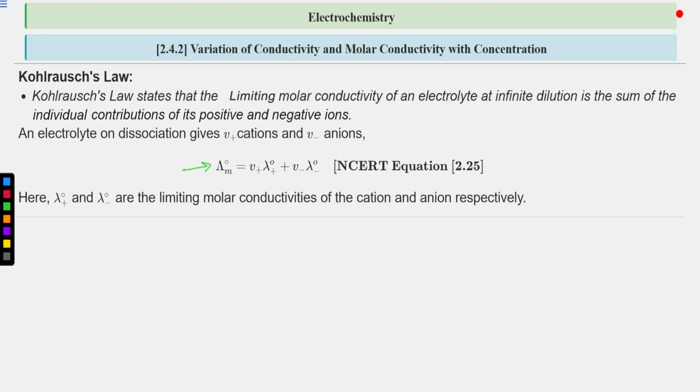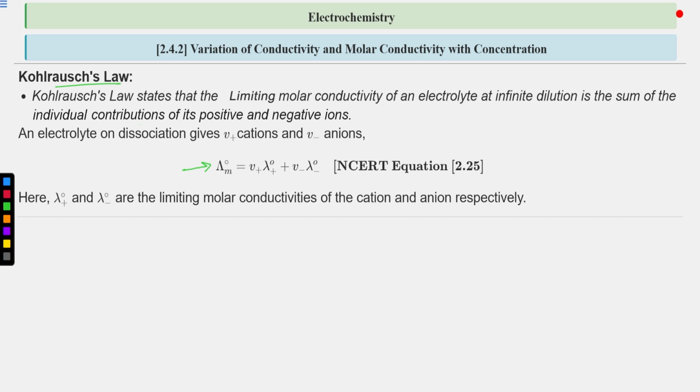So this is what the Kohlrausch law states. When you are talking about the electrolyte which our solution is made up of, and the molar conductivity of that electrolyte, the positive ions and the negative ions both contribute. So the sum of the individual positive ion and negative ion limiting molar conductivities will be equal to the molar conductivity of that solution at infinite dilution. This is what is said by the Kohlrausch law. This is what we are studying in section 2.4.2.